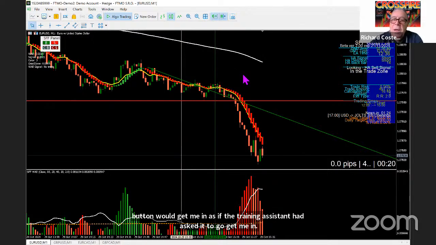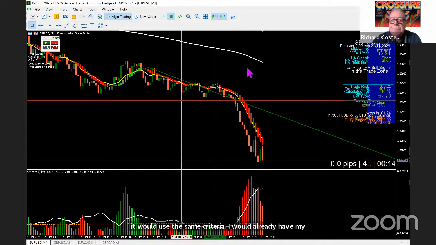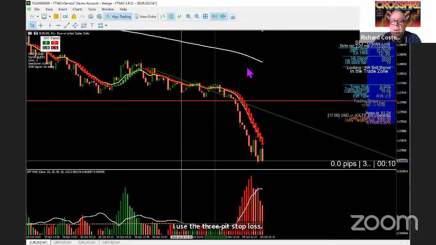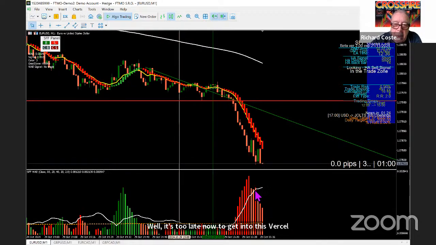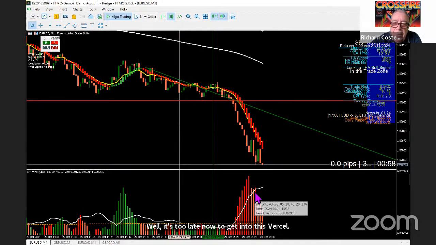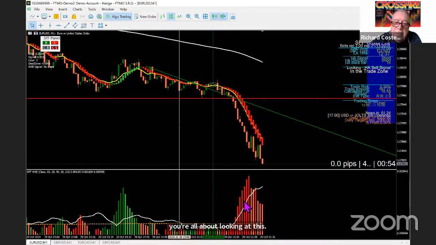I would already have my Euro USD. I use a 3-pip stop loss. I use a 6-pip take profit, and I'm using a 16.48 calculator lot size. Now, it's too late now to get into this for a sell. Purely by looking at this, the sellers are stepping back. The sellers were really stepping up at that point. We should have got in.